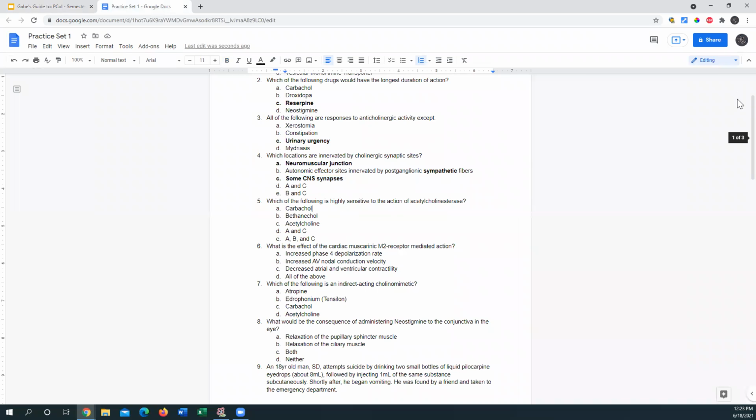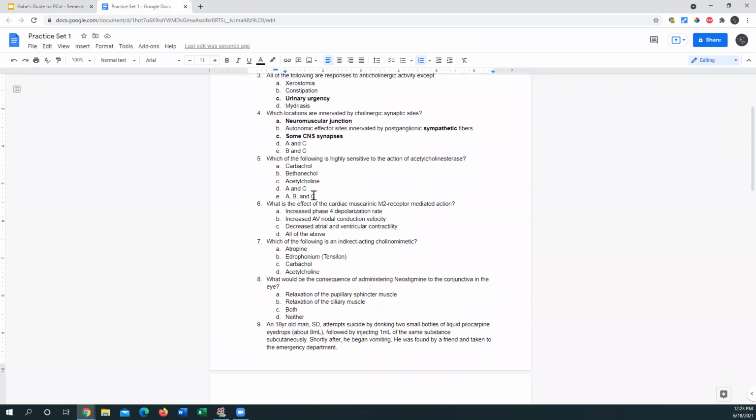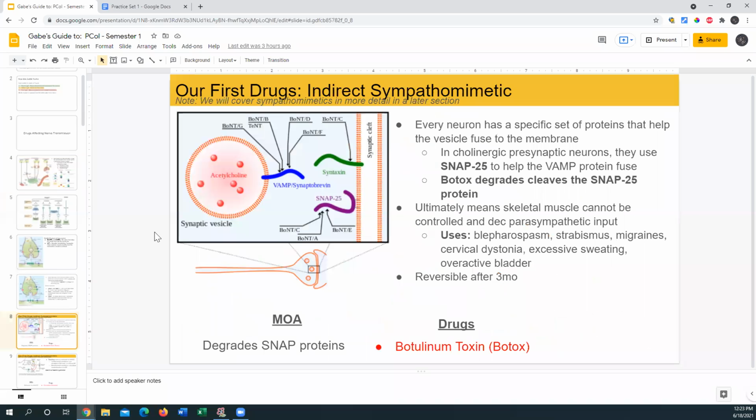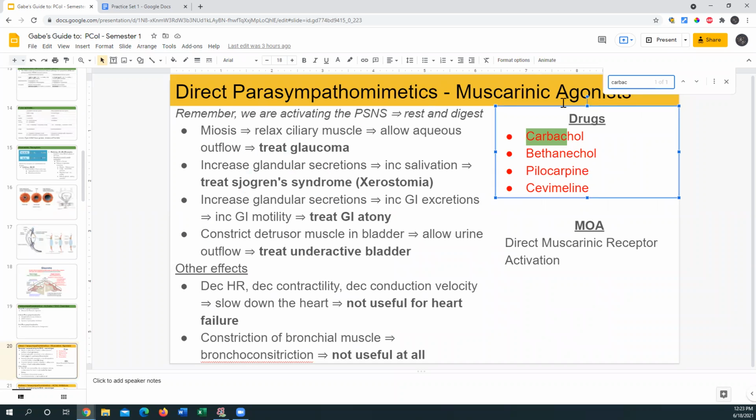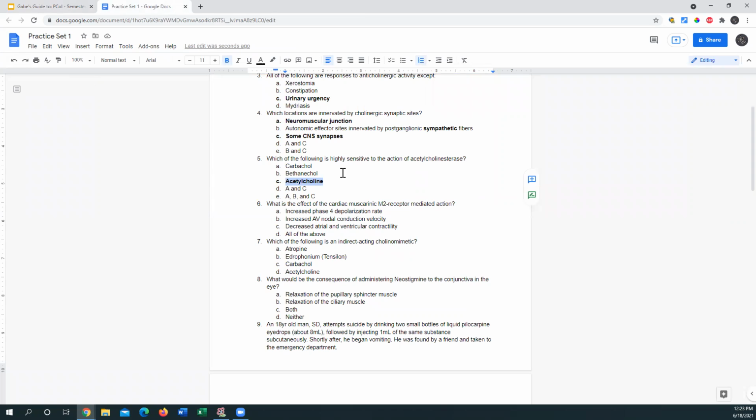Which of the following is highly sensitive to acetylcholinesterase? Well, acetylcholinesterase only works on one molecule, as we know, and it's acetylcholine. Carbachol and bethanechol are muscarinic agonists, so they act upon the same receptor, but they're not broken down by acetylcholinesterase. They diffuse out of the synapse, which terminates the response.